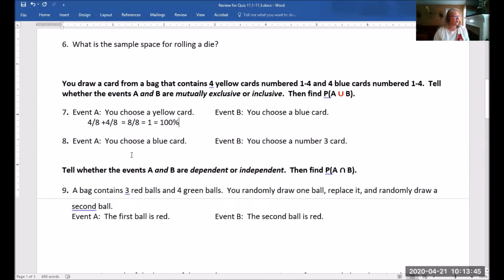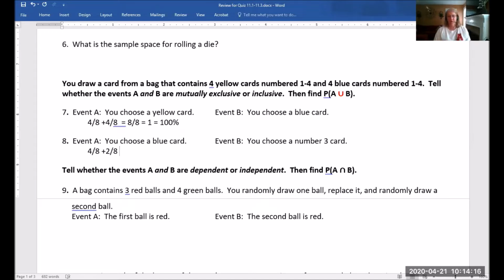Okay, so now let's talk about this other event down here, the event number 8. Okay, this time it says you choose a blue card or a 3 card. How many of the 8 cards are blue, y'all? 4. Okay, so here again, we're going to do 4 over 8, right? And we're going to add to it the number of 3 cards. How many 3 cards do we have total? 2. 2 of them, because we have 1 3 card that's yellow and we have 1 3 card that's blue, right, y'all? So this is going to be our 2 over 8, right?